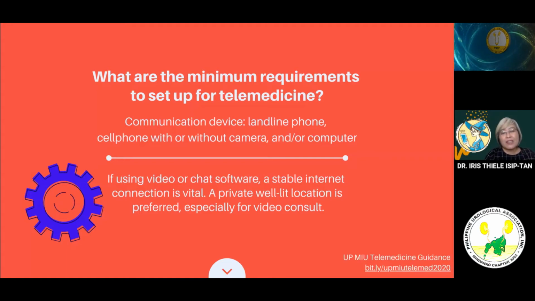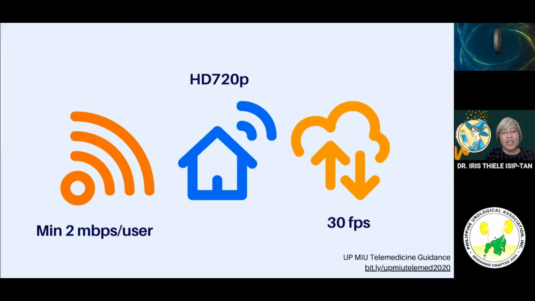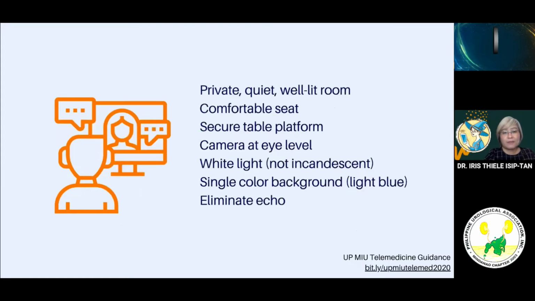A private, well-lit location is preferred, especially if you're going to have a video consult. So how fast should your internet be? A minimum of 2 Mbps per user so that you can get HD 720p video at 30 frames per second. You need a private, quiet, well-lit room. You need a comfortable seat, especially if you're going to see patients for a long time.